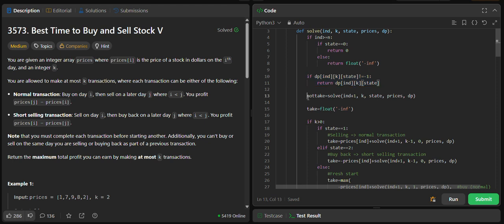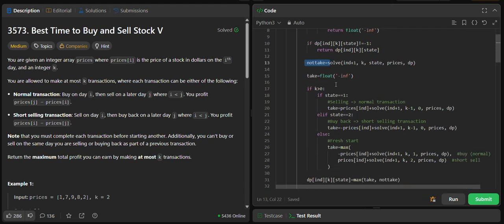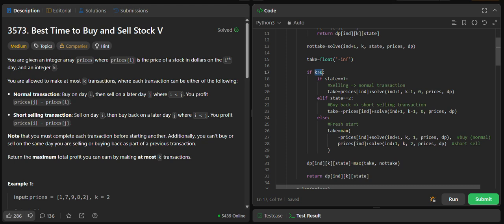Now come to the main part, that is the not take and take method. So in not take, we go to the next index and the other parameters will be the same as before. And the most important part is how we make the different types of transaction, that is in the take part. First we have to check whether we have crossed the number of transaction limit. So we check if k is greater than 0 or not.